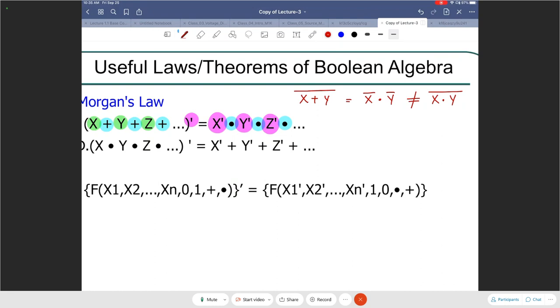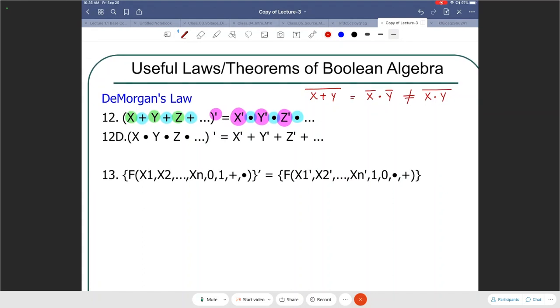If there is a mix of operations, do we complement those two? Yes. So that is property number 13. I will get there in just a minute.